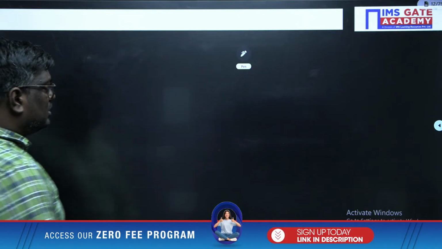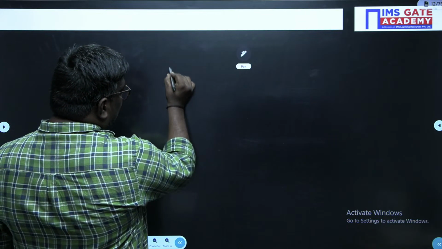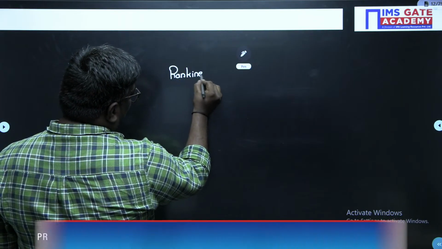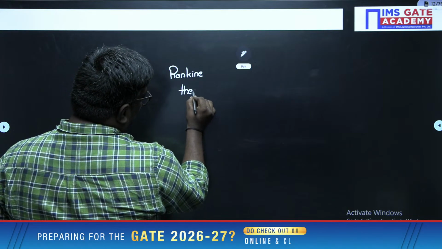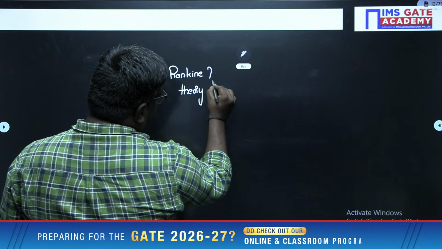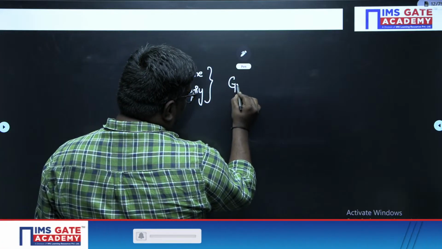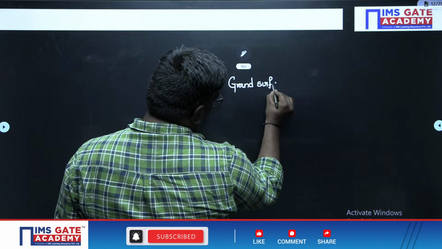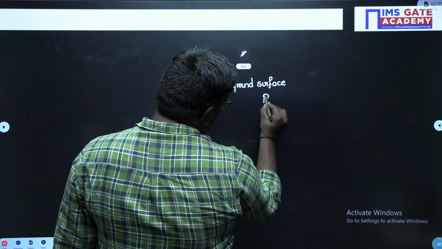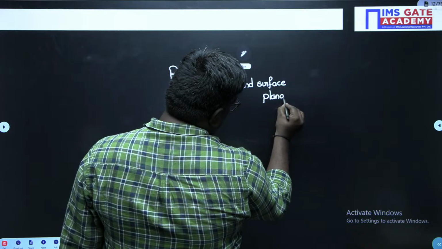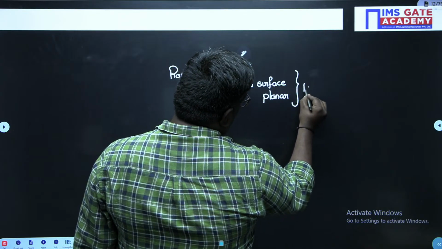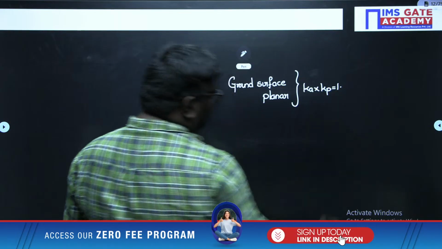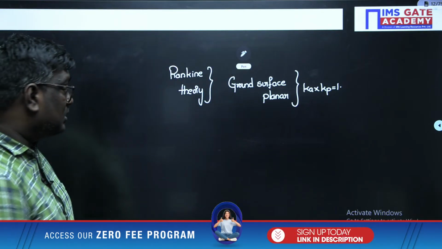And the last important thing here is that in Rankine's theory, students, we have assumed the ground surface is planar. And in this case, Ka into Kp will be taken as 1. Okay, this is the standard case.